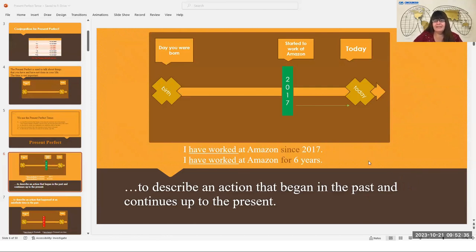If we look at the example sentences first: I have worked at Amazon since 2017. Or, I have worked at Amazon for 6 years. These example sentences show us what it means to describe an action that began in the past and continues up to the present.